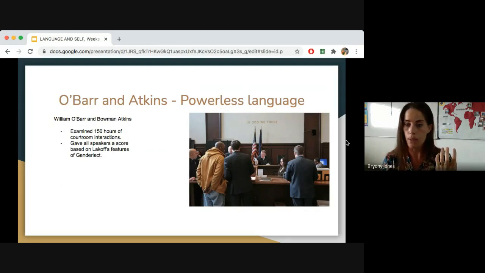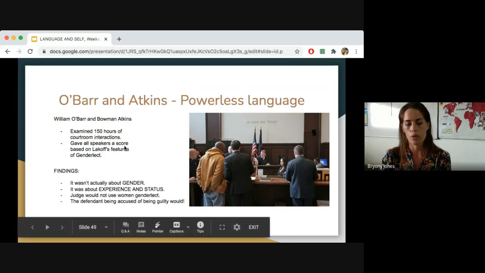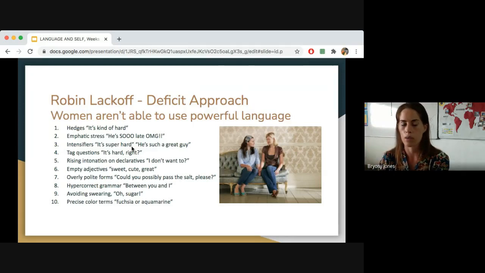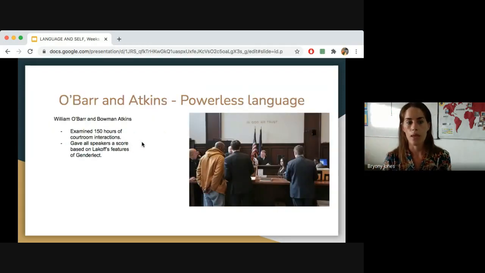So what they did was they went through all of the transcriptions and they coded it. So they identified, is this more female gendered language or male gendered language? They were using Lakoff's 10 principles, right? So they would code, for example, every time they saw a hedge or emphatic stress or overly polite form, okay? So they were looking for these gendered items. And then they gave each speaker a score. And they were trying to see, is it really based on a person's gender? And this is what they found.